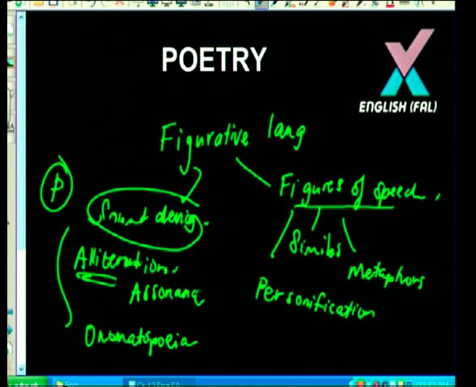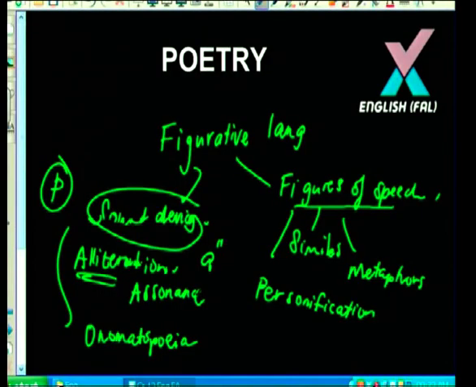Now, alliteration is the repetition of consonant sounds. Peter Piper picked a peck of pickled peppers. The repetition of the P sound. Assonance. The rain in Spain stays mainly on the plain. Think to yourself for 1 second, what vowel sound is being repeated there? Yes, it's the vowel sound A. And then finally, onomatopoeia. That's a sound device that you have to learn how to spell.